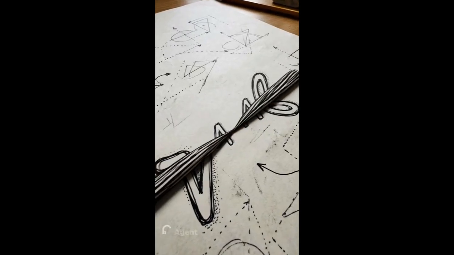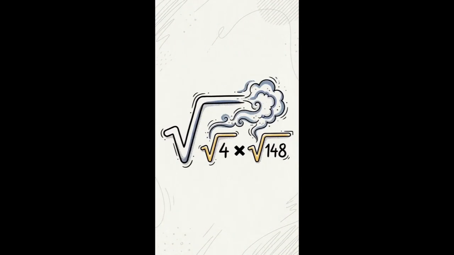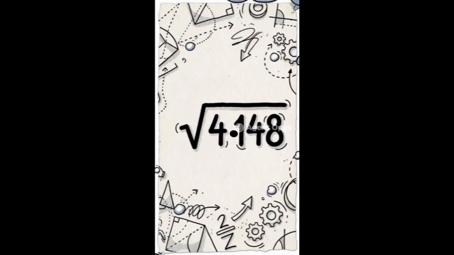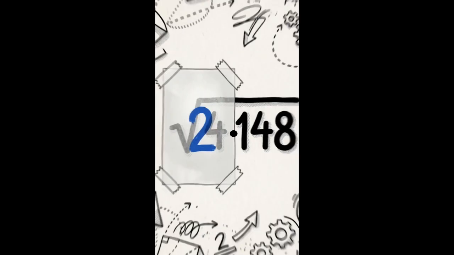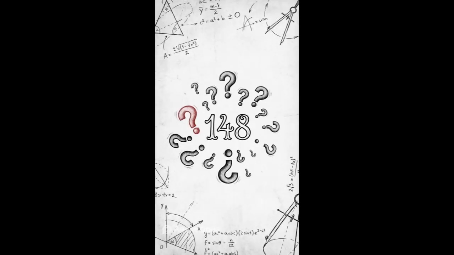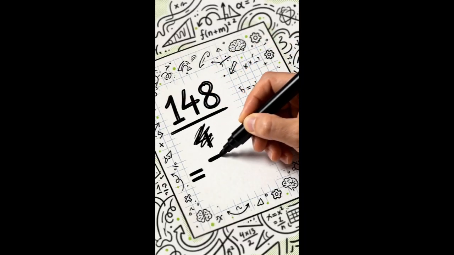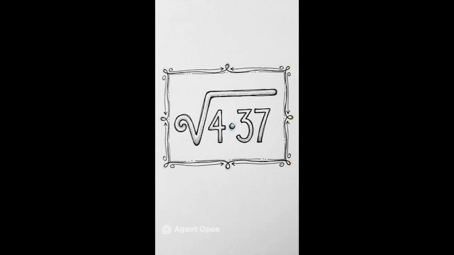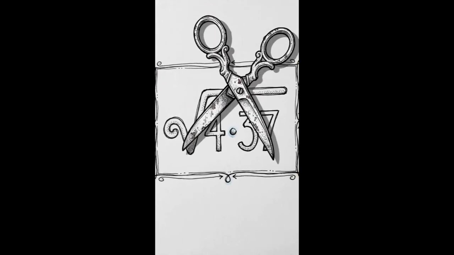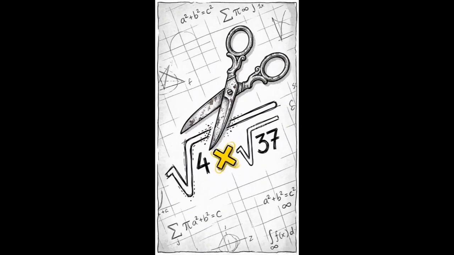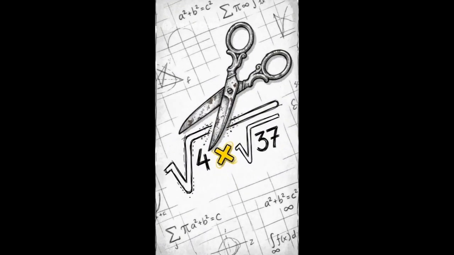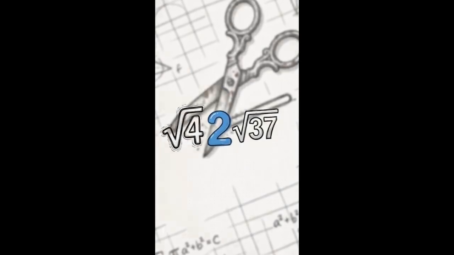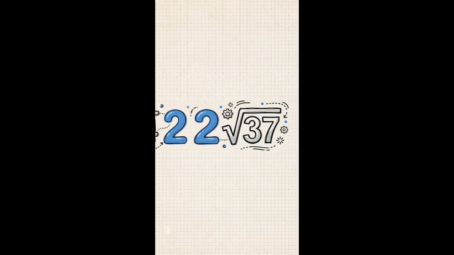This means the square root of 592 can be rewritten as the square root of 4 times 148. Because of the properties of square roots, we can separate this into the square root of 4 times the square root of 148. We know the square root of 4 is 2, so now we have 2 times the square root of 148. We're not done yet because 148 might still have perfect square factors. Let's try dividing by 4 again. 148 divided by 4 equals 37. So the square root of 148 can be expressed as the square root of 4 times 37. Again, we can split this into the square root of 4 times the square root of 37. The square root of 4 is 2, so this part becomes 2 times the square root of 37.